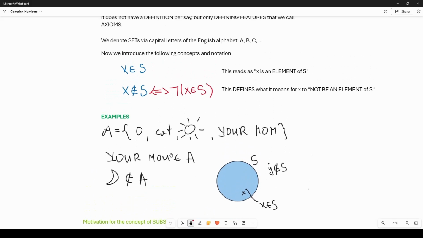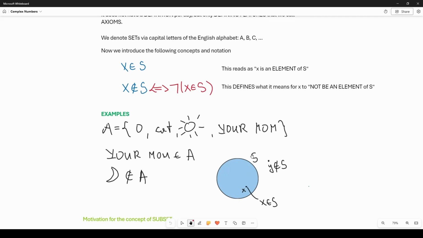Here's an example. Here's a set A. Here are its elements. So we have 0, we have cat, we have this poorly drawn sun, we have your mom. So your mom belongs to A, while this banana or poorly drawn crescent moon does not belong to A. And here's a visual representation of set S. If I take an element x, which is inside of S, then x belongs to S. And if I take an element which is outside of S, then y does not belong to S.